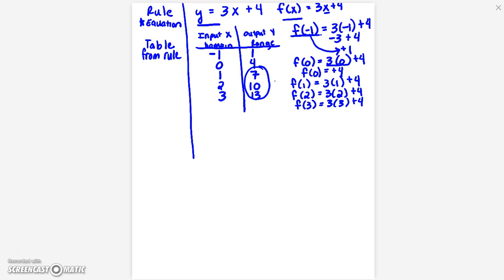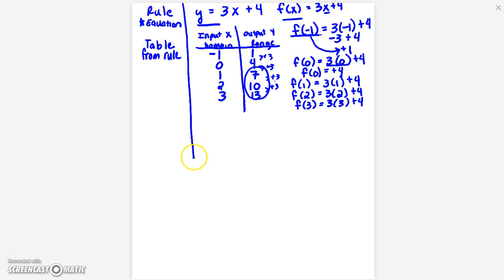And look, it's going up by 3 because that's my slope right there, right? 1 plus 3 is 4. 4 plus 3 is 7. 7 plus 3 is 10. And 10 plus 3 is 13. Okay, so you have created a table from a rule.